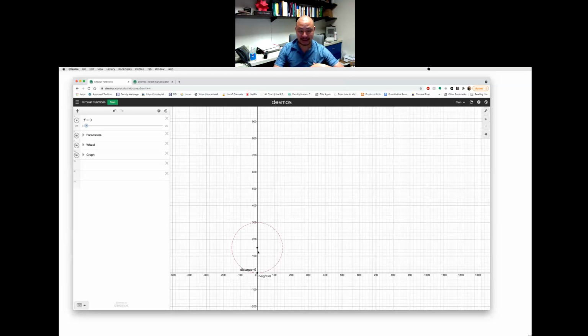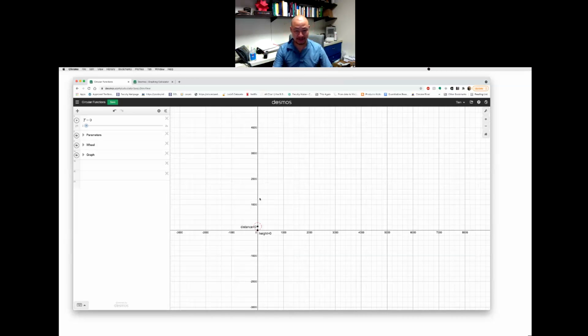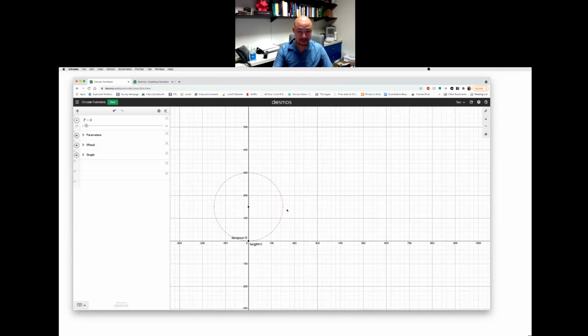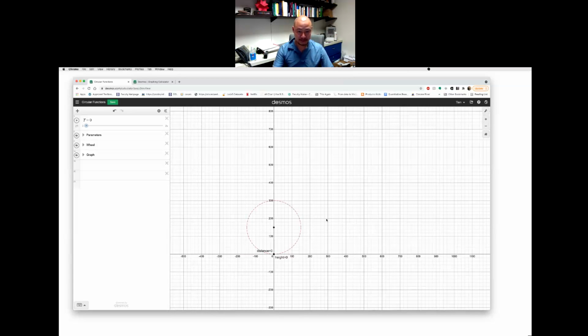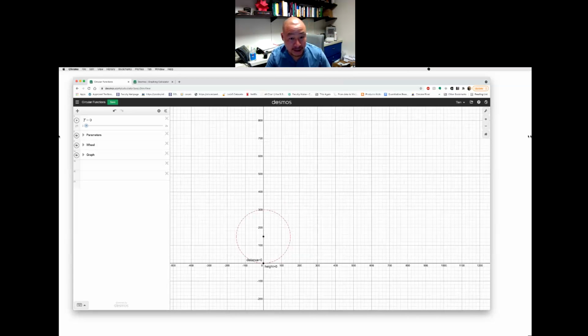Its radius is 150 meters. So from the ground to the center is 150 meters. From the center to the top is 150 meters. That's 300 meters height, as you can see here. And so right now we have a car or cart, whatever it's called, sitting on the bottom of the Ferris wheel. It hasn't traveled at all yet, so the distance traveled is zero, height zero, right? It's sitting on the bottom.